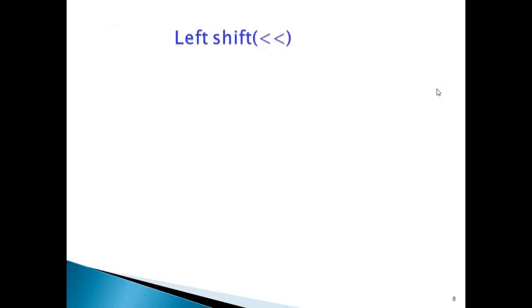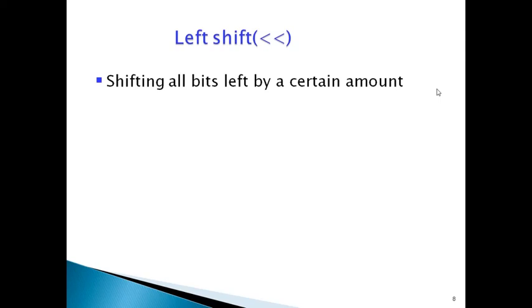Now we will see the left shift operation, how it works when we use the left shift operator. Left shift, as the name itself indicates, the operator moves towards the left side, shifting all bits left by a certain amount. The left shift operator moves the bits to the left side. How many bits do we need to move? We must give a certain number.